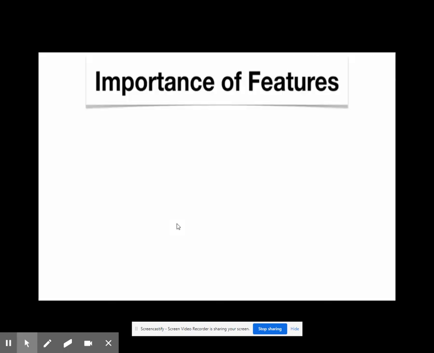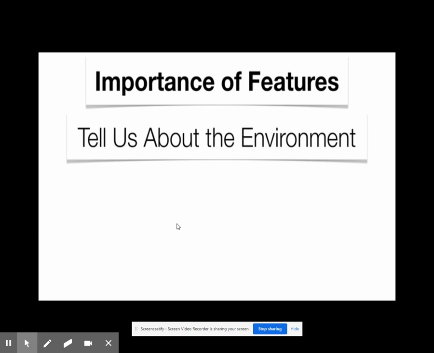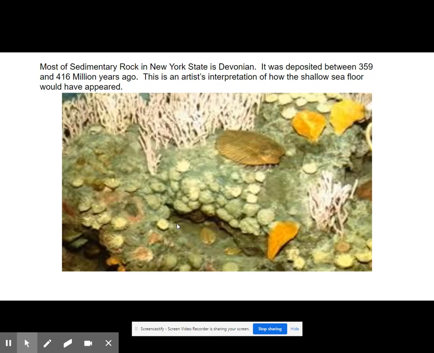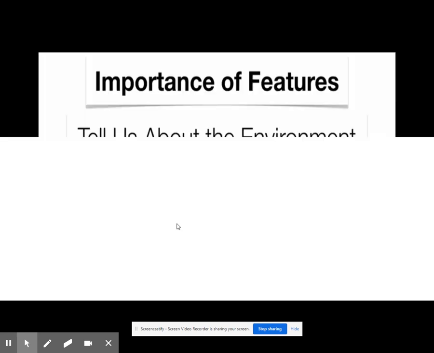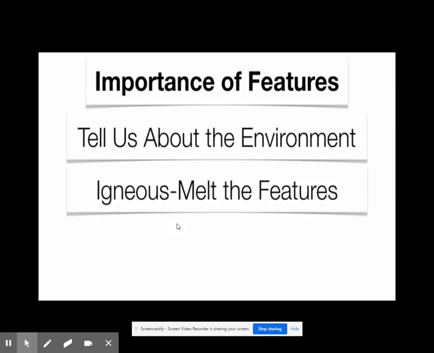Now, the importance of the features that we have here is they really tell us about the environment a long time ago. Most of the sedimentary rock we find in New York State is Devonian, and it was deposited between 359 and 460 million years ago. And here's an artist's interpretation of how the shallow seafloor would have appeared. Based upon the rocks that we find now, and the fossils in those rocks, we get a good idea of what it was like here about 359 million years or so ago. So they definitely tell us about the environment.